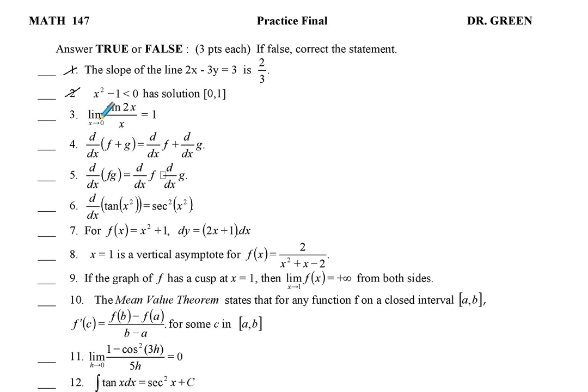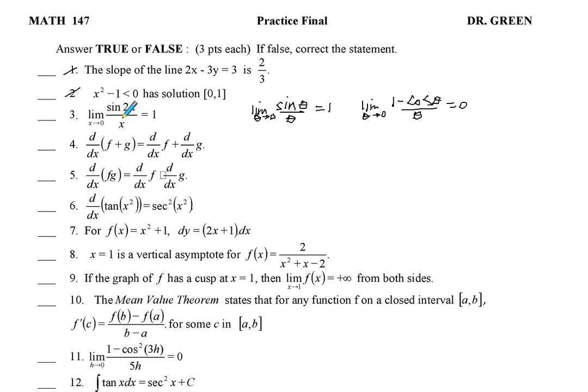This third limit is a trig limit. So remember the two limits that we knew: the limit of sine theta over theta as theta goes to 0, and that equals 1. And then we had the limit of 1 minus cosine theta over theta as theta goes to 0, and that limit was 0.